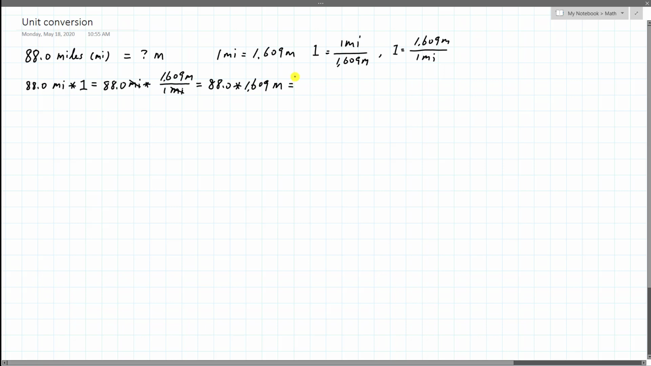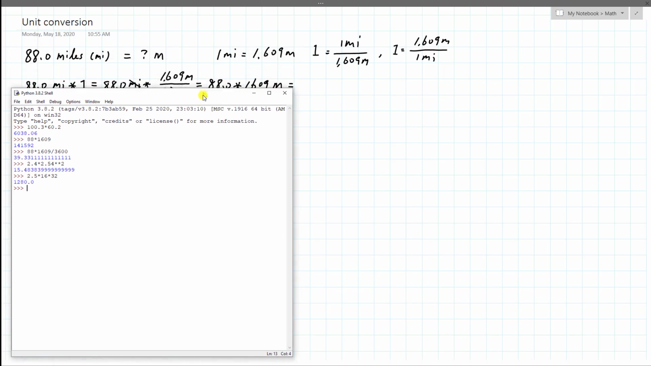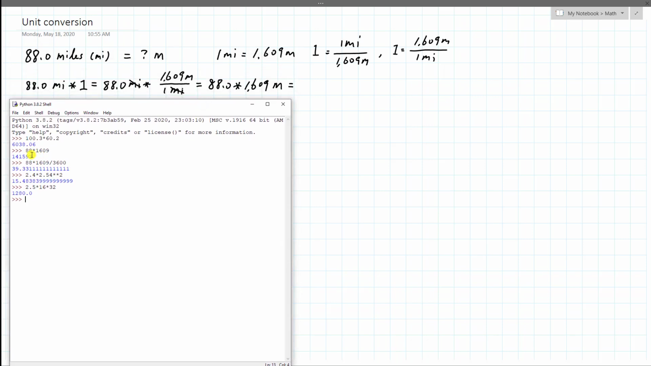So I can calculate this. I believe I'm prepared for that already. So let's see. I got here 88 times 1609, which is 141,592. And observing the sig figs, I have 3 sig figs. I'm just going to round to the thousands here. So to keep 3 sig figs, that means the 5 needs to carry, and so that makes a 2. That's rounding to even or regular rounding. So 142. So I will just write this number out first, 141592.